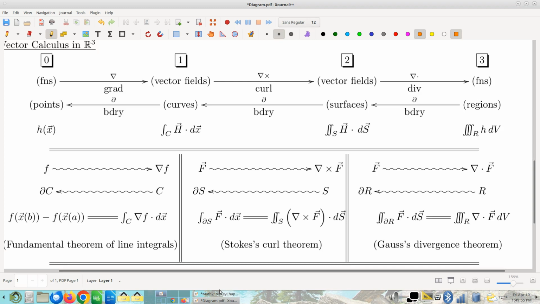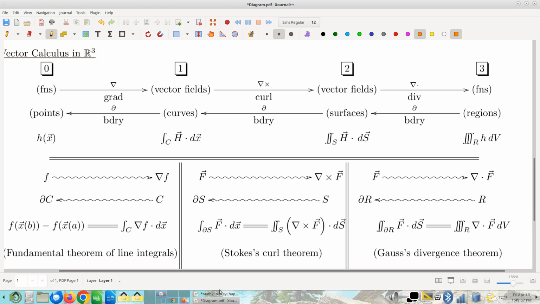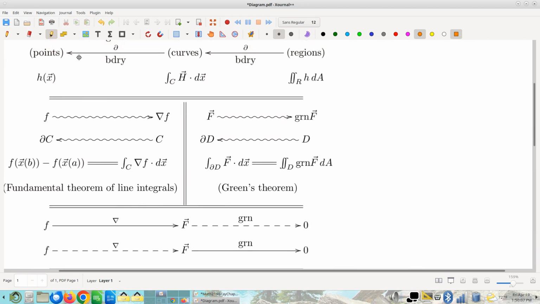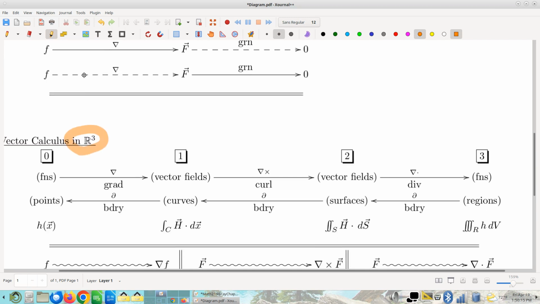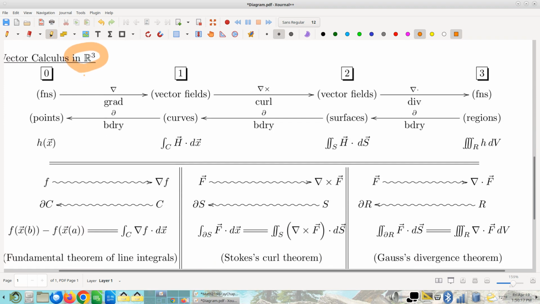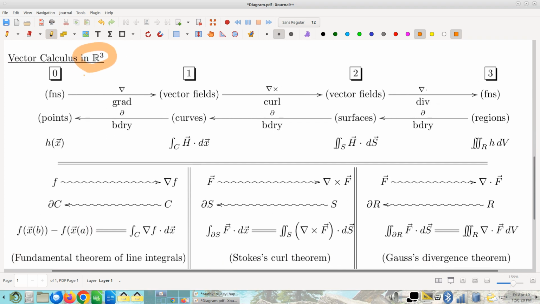So let's go back over here to our diagram. Notice this diagram says R3. So this diagram applies if your question's in R3, which ours is. If the question's in R2, then you would look at this diagram. But we're not going to waste our time on that diagram because we're not in R2. We are in R3.